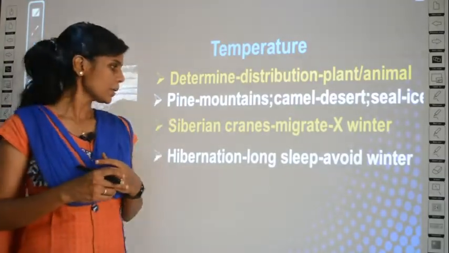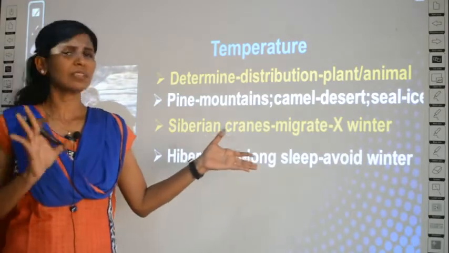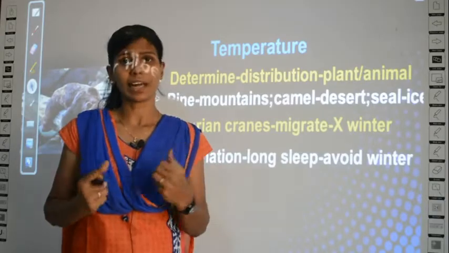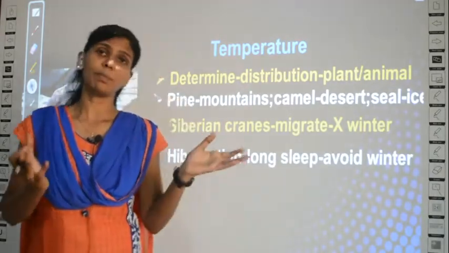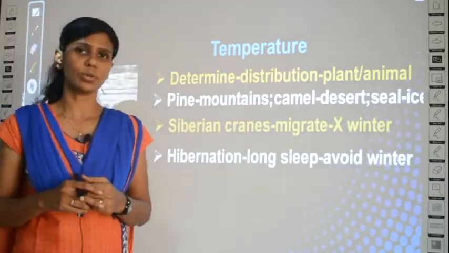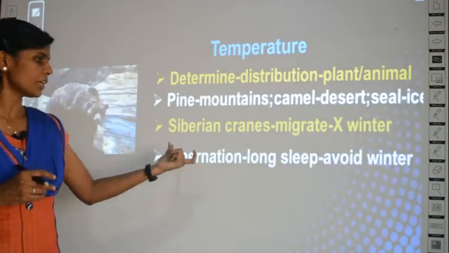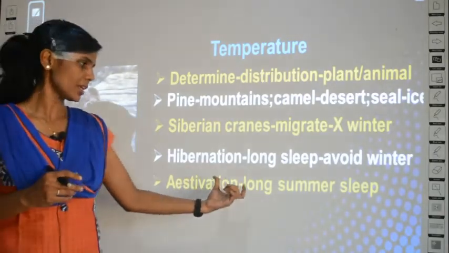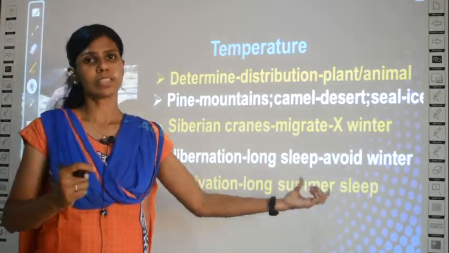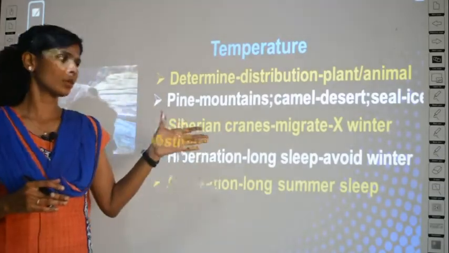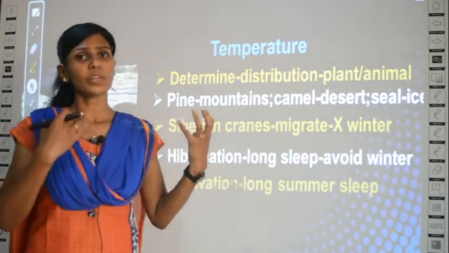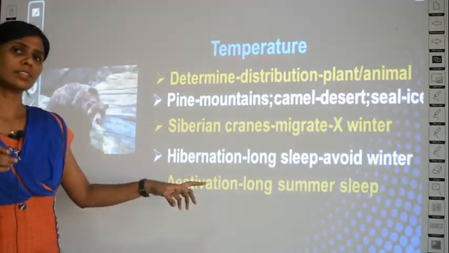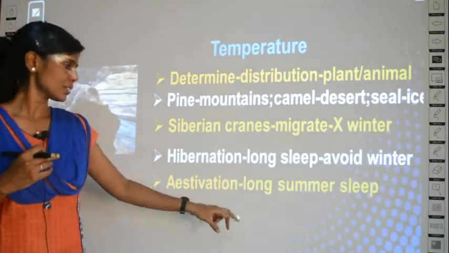It is hibernation. Why does it do that? Because it wants to avoid the winter cold climate. What they do, they keep sleeping for months together until winter is over. The process is called hibernation. And there is one more term called estivation. What is estivation? Estivation is long summer sleep. Some animals sleep in winters, like polar bears, but some animals will sleep in the summer. If an animal is going to sleep in summer, it is called estivation.